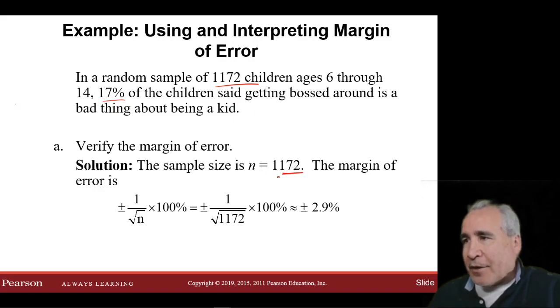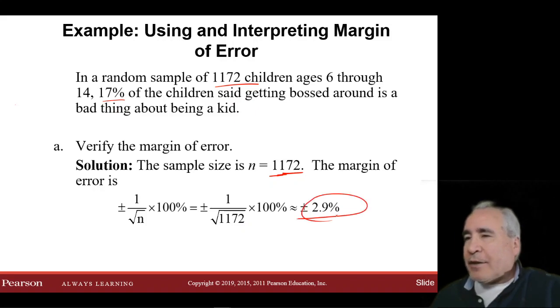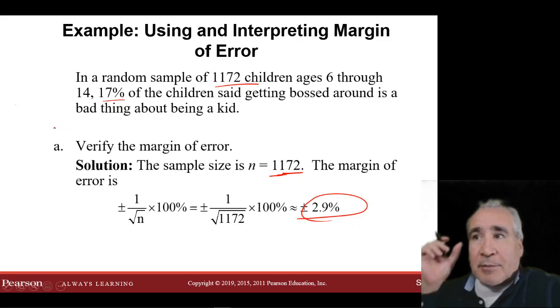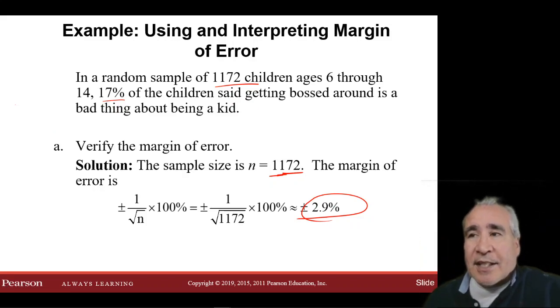So n is the sample size, 1,172. Take 1 over the square root of 1,172 times 100%. We've got a margin of error of almost 3%. So it means 17 plus 3 is like 20%, and taking 3 away from that is going to be 14%, so 14 to 20%. Whenever you hear 17%, what you want to think is, what's that margin of error? In this case, the true answer is somewhere between 14 to 20%.